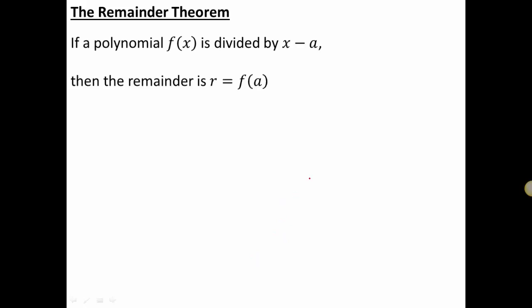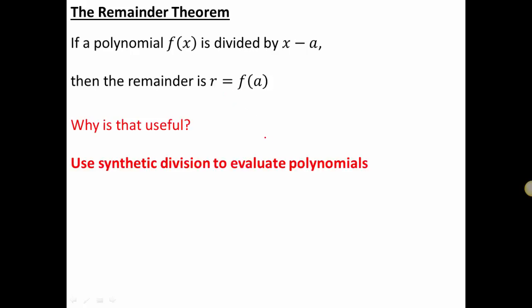So what I'm saying is, if a polynomial f of x is divided by x minus a, so in other words, I'm dividing something by something else, the remainder of that division problem is f of a. If I want to figure out the remainder, I can just evaluate what f of a is. Or more importantly, why is this useful? If I want to evaluate the function, I can just figure out what the remainder is.